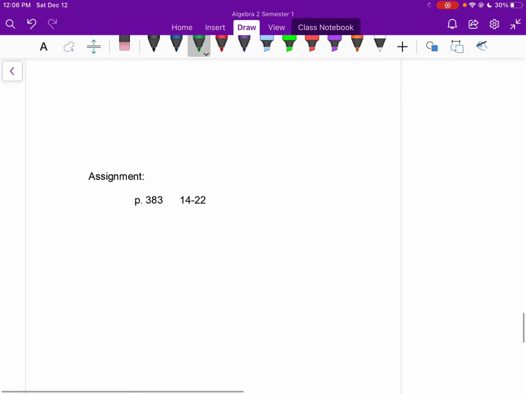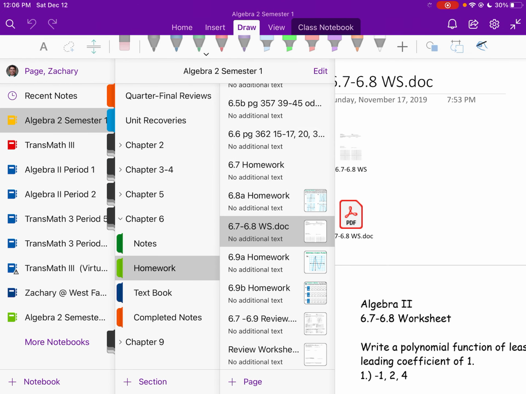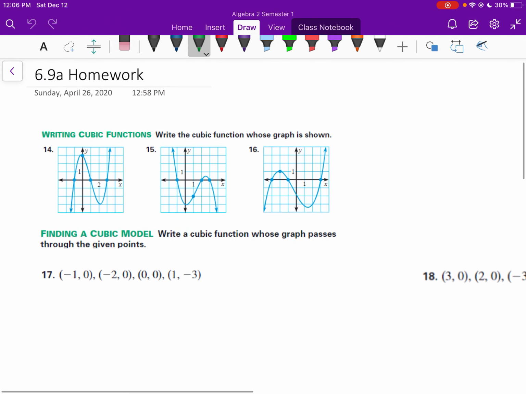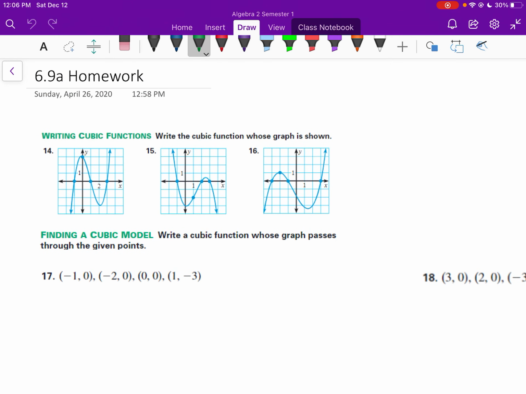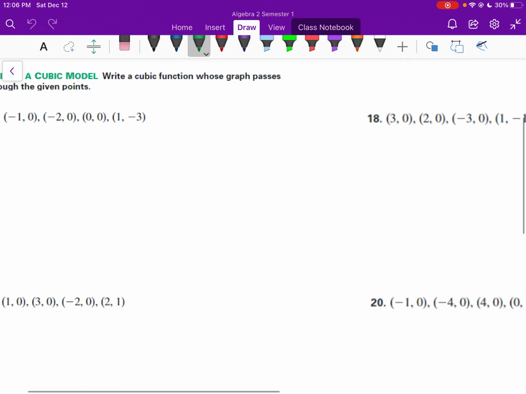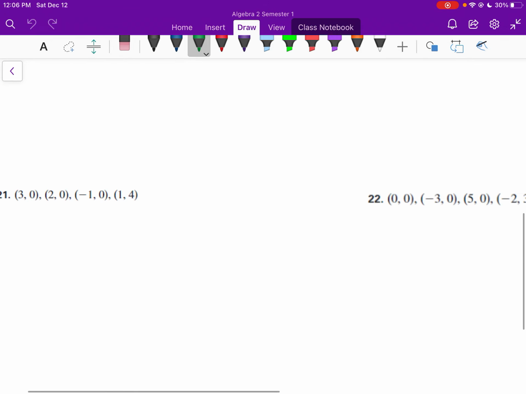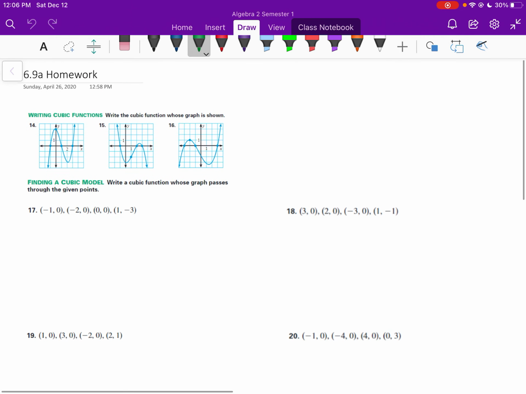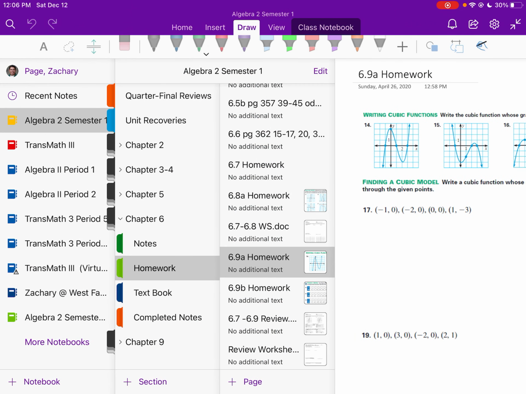All right, so nothing really new. It's pretty similar to our 6.7 video as well. For this 6.9a homework, I'm giving you the graphs, so determine your x-intercepts, use that extra point to find a, and then I'm also giving you the actual points. So make sure you get that completed.